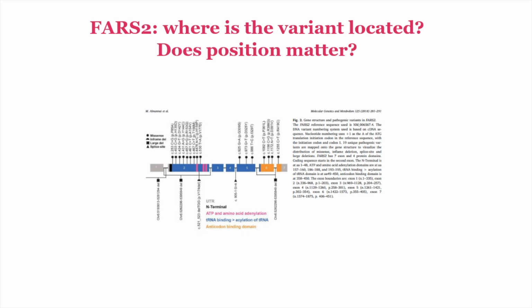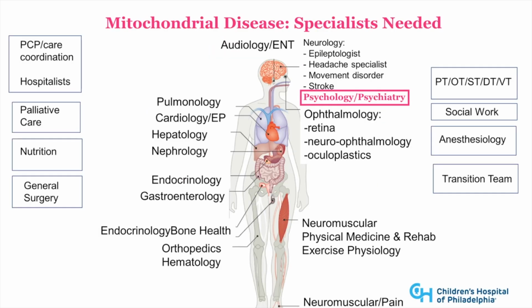However, the question is, does it matter where the variants are? Okay, this is the FARS2 gene. I'm just using this as one example. The mutation can be anywhere in this gene, and sometimes it could matter whether the variant is in one position or the other, as far as how receptive it is going to be to amino acid therapy. All right, I'll end with this: there are a lot of different symptoms for mitochondrial disease, as I've mentioned, and it takes a village. You may need many different specialists to handle those symptoms.